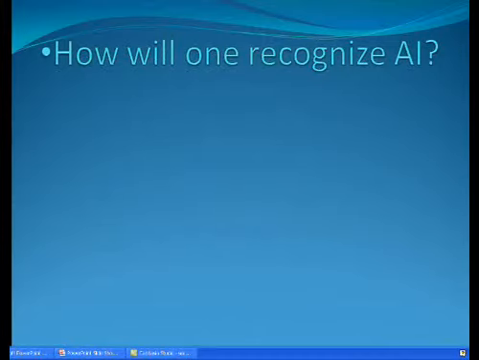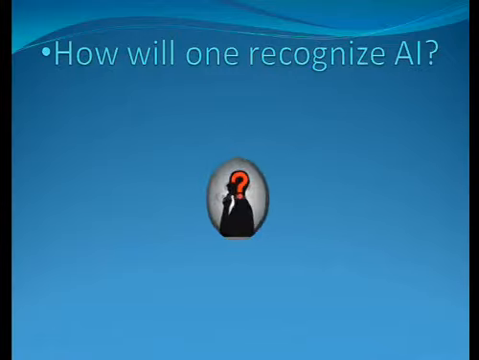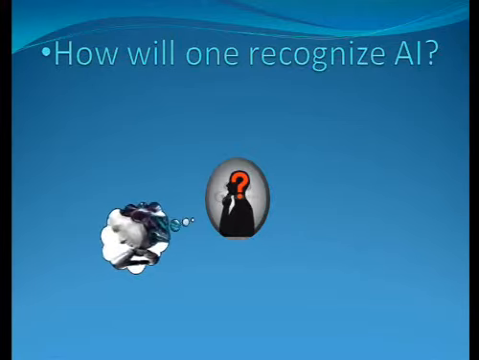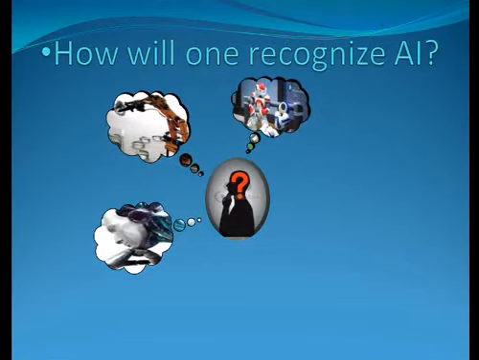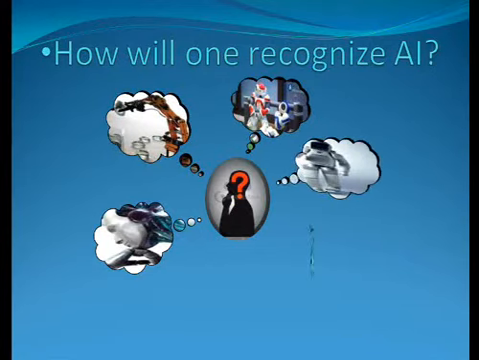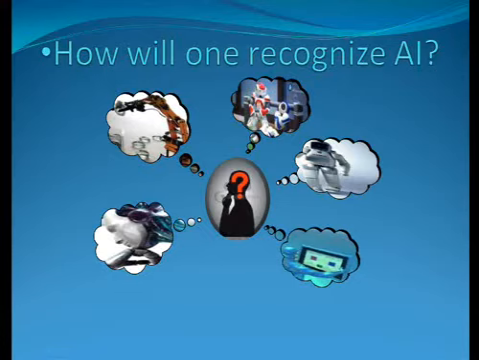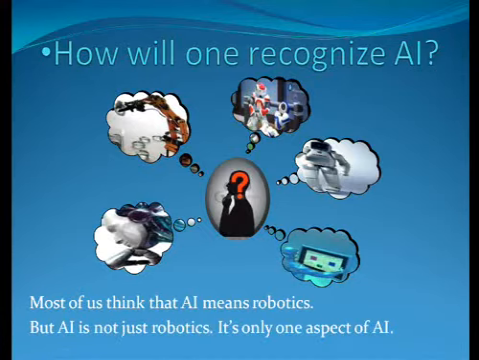How will one recognize AI? Probably everybody has heard of artificial intelligence, but relatively few people have a really good idea of what the term really means. For most people, AI is associated with artifacts or robotics like the robot child David in the movie Artificial Intelligence 2001. But AI is not just robotics. It's only one aspect of AI.